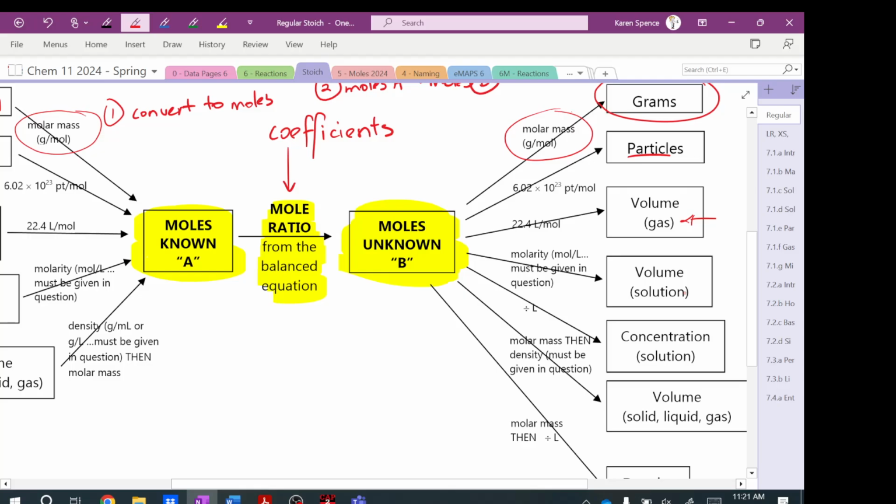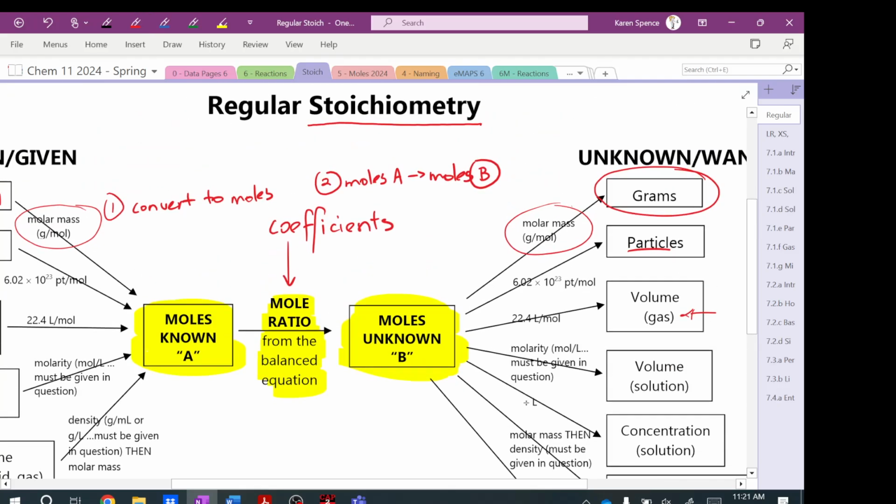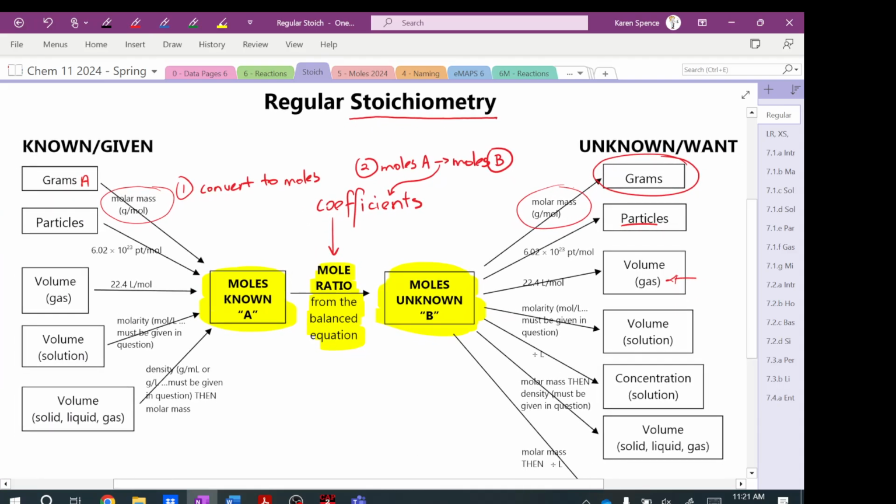Okay, so step number 1, convert to moles. Step number 2, moles of A to moles of B, and that's going to be using the coefficients. And then step number 3, use all those tools from your previous unit to convert. Now, should you want to use this sheet, again, that's going to be a 10% cost to you, but if you like to use it, that's fine, on a quiz or a test.